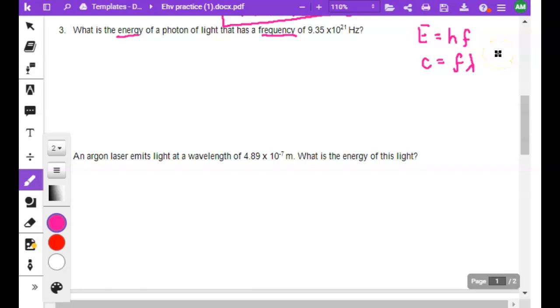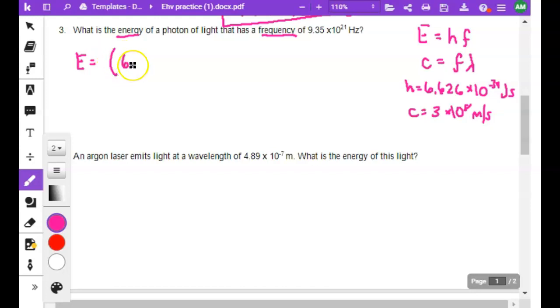So if they're asking for energy and they're giving us a frequency, which of those equations do you think we would want to use? Yeah, probably the top one, right? So I'm actually just going to plug it in. Remember, H is 6.626 times 10 to the negative 34th, and C is 3 times 10 to the 8th.